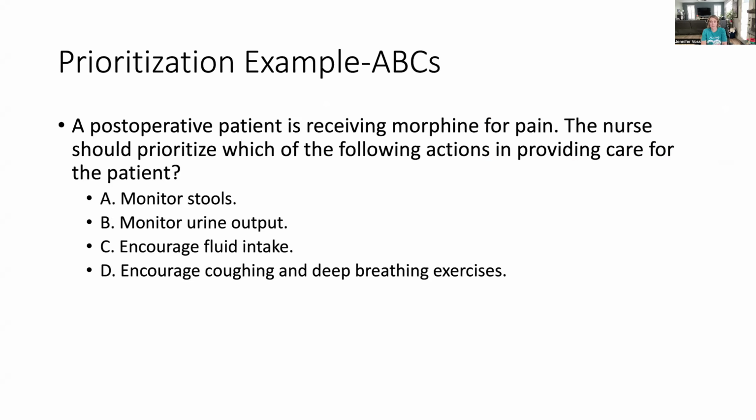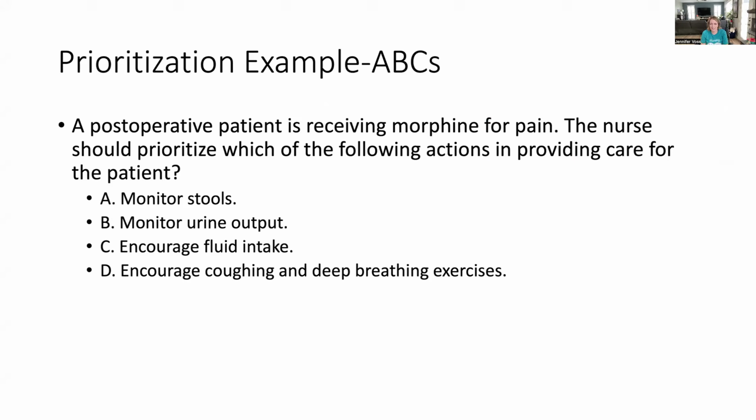And you're going to see they're not always super obvious, right? And so with my example question, you'll see that right away. A postoperative patient is receiving morphine for pain. The nurse should prioritize which of the following actions in providing care for the patient. All right, so the nurse should prioritize which of the following actions. So we are looking for a correct thing to do here, right?